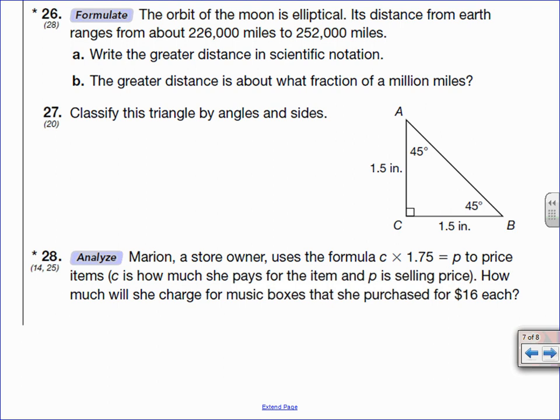The orbit of the moon is elliptical. The distance from Earth ranges from about 226,000 miles to 252,000 miles. Write the greater distance in scientific notation. So the greater distance is 252,000 miles. And to write it in scientific notation, I move the decimal point so that there's just one non-zero number to the left of it. And then I look and say, okay, I've moved the decimal point 1, 2, 3, 4, 5 places. So times 10 to the 5th.